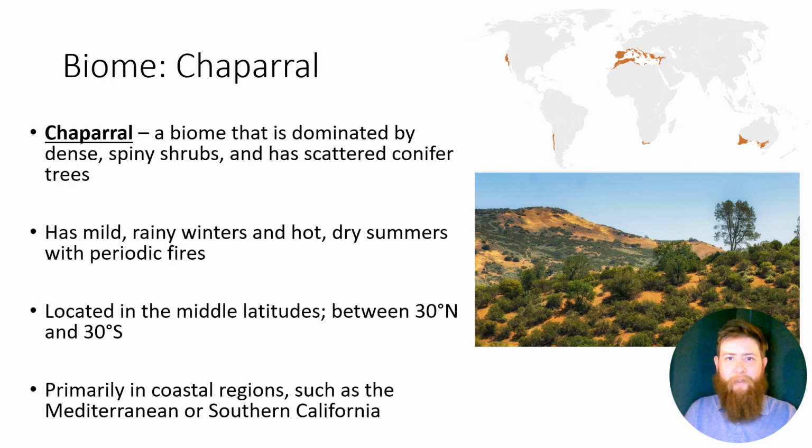Alright, our next biome is the chaparral, and this is a biome that is dominated by dense, spiny shrubs and has scattered coniferous trees. It's kind of like this picture down here. It has mild, rainy winters and hot, dry summers, and these summers usually have periodic fires throughout them. It's located once again in the middle latitudes between 30 degrees north and 30 degrees south. There are a couple that are lower in the southern hemisphere, but these are primarily in coastal regions. The big chunks are around the Mediterranean. In the United States, we have some in Southern California.